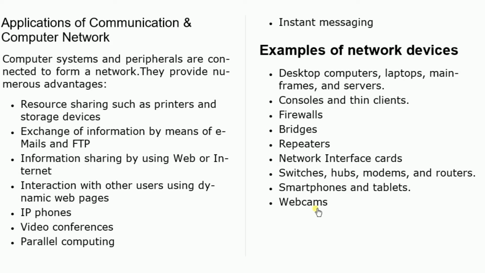They provide numerous advantages. Computer systems and peripherals. Peripheral means the devices which are connected externally to a computer are called peripherals. Computer systems and peripherals are connected to form a network. They provide numerous advantages. What all advantages will we get when we are taking systems in a network? The first advantage is resource sharing. We can share the resource.